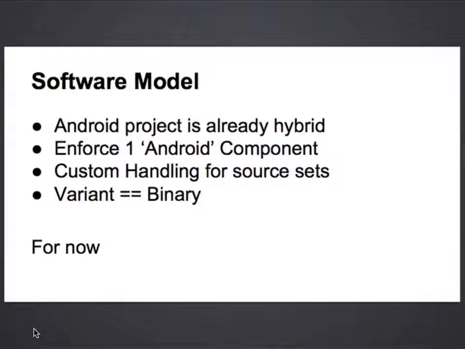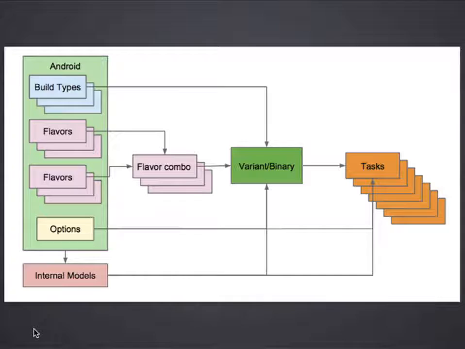So the first thing we needed to do was to model what our current model is going to look like in that new component model way. Our model has two aspects. There's the input model, and there is the model that's generated from it. So on the left side here, that big green box is really what a developer would configure.